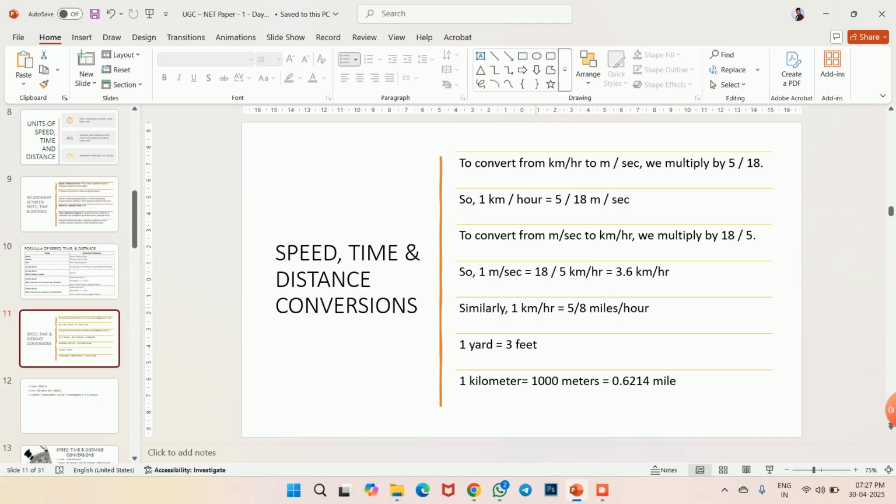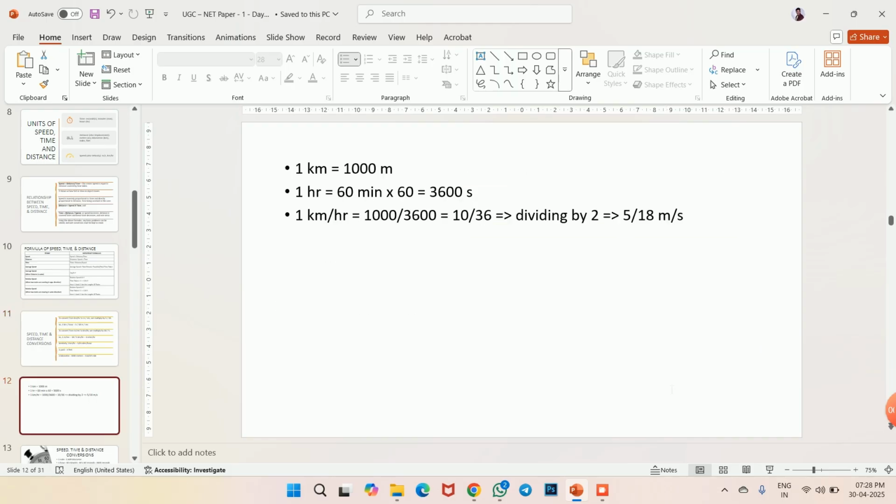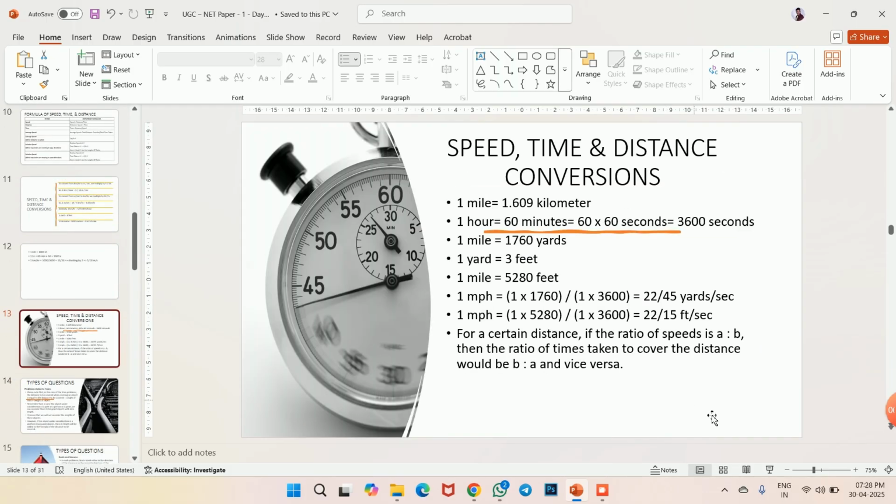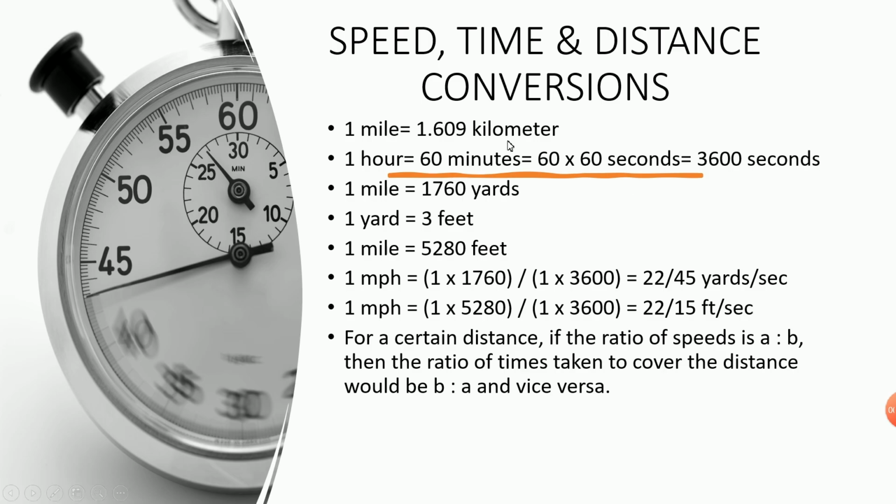Similarly, 1 kilometer per hour is also 5/8 miles per hour. See the difference, 5/8 miles per hour. You have to memorize these things. 1 yard equals 3 feet. So 1 kilometer equals 0.6214 mile. You have to memorize all of this, there is no other way. Some you might know, some you might not know. So 1 mile equals 1.609 kilometer.